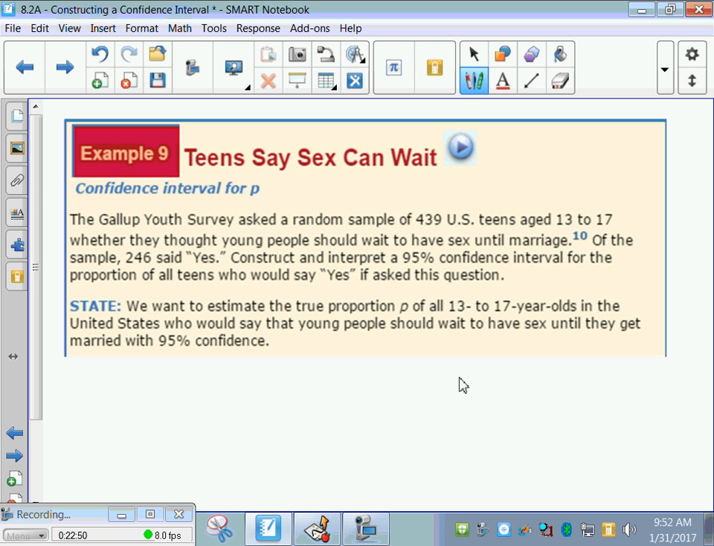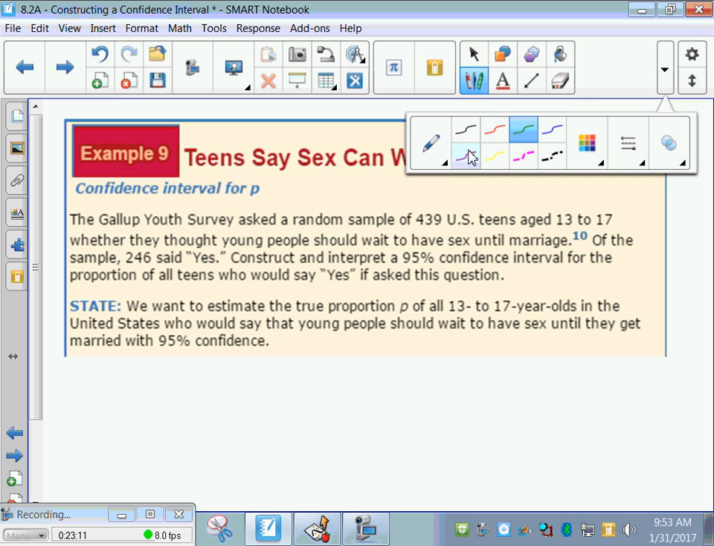The Gallup Youth Survey asked a random sample of 439 U.S. teens aged 13 to 17 whether they thought young people should wait to have sex until marriage. Of the sample, 246 said yes. Construct and interpret a 95% confidence interval for the proportion of teens who would say yes to this question.